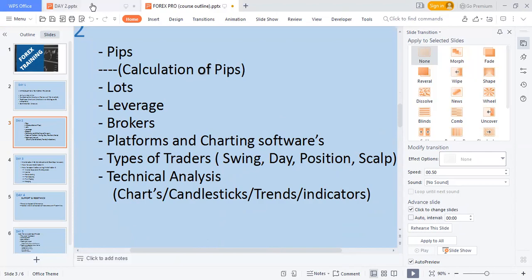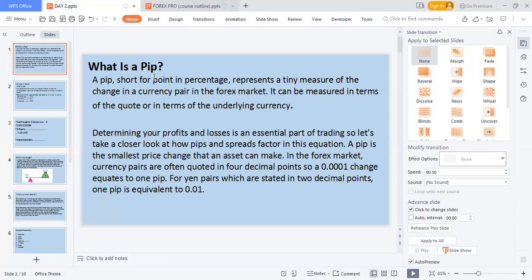Let's start with pip. What's a pip? A pip is simply known as point in percentage, and it represents a tiny measure of the current change in the currency pair in the forex market. It can be measured in terms of the quote or in terms of the underlying currency. Determining your profit and losses is an essential part of trading. So let's take a closer look at how pips and spread factor in this equation.